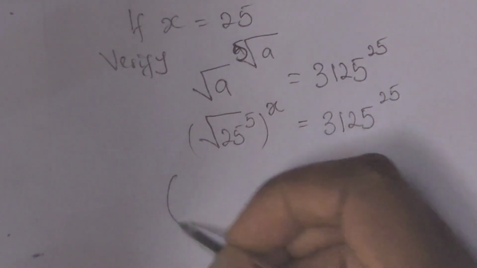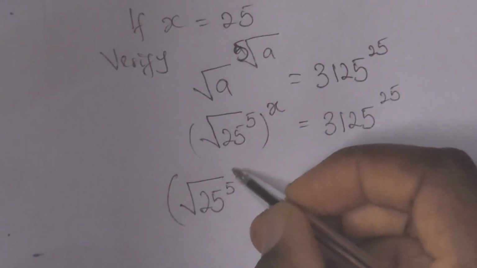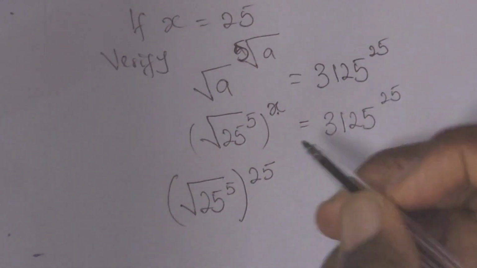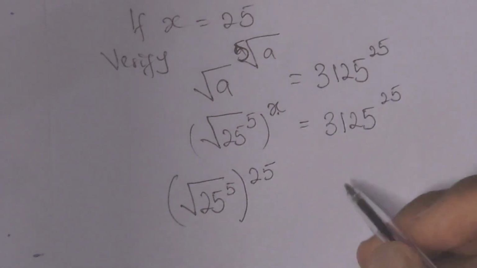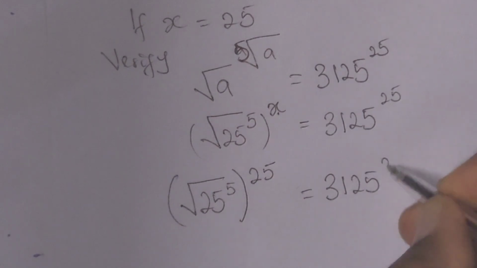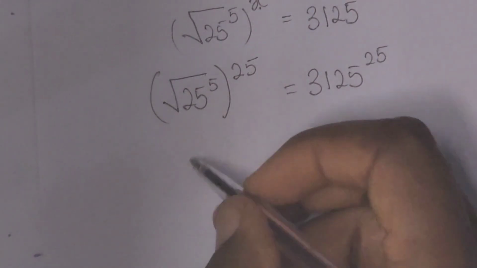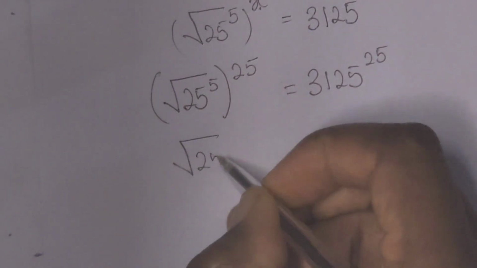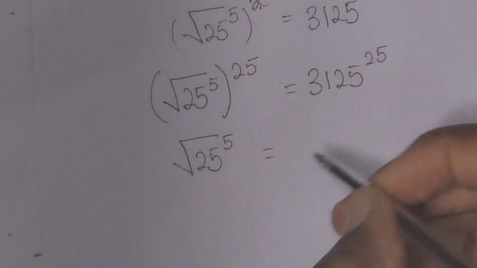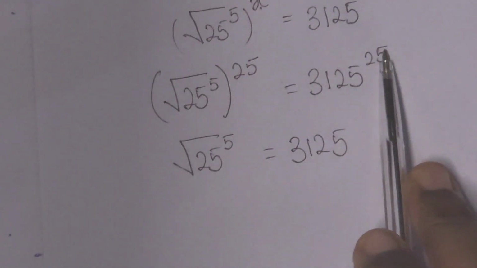So from here we have that root 25 further raised to the power of 5. Our x is 25, so we have further raised to the power of 25, equal to 3125 to the power of 25. So when we reduce this, we have root 25 further raised to the power of 5 to be equal to 3125. So this will cancel out this.